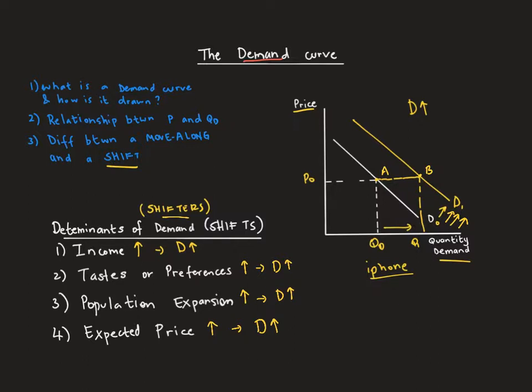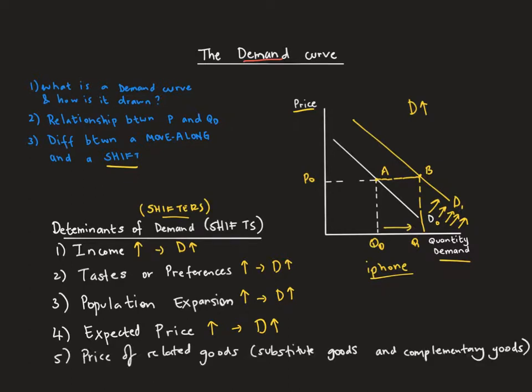So what I've shown you here is that there are different factors or shifters of demand, which are your income, tastes or preferences, your population expansion, and your expected price. When all of these behave in a certain way, it has the same effect on demand, where your demand curve increases from D0 to D1. There is a fifth shifter or factor of demand, which I didn't add in here because I'll do it in a subsequent video. And that is the price of related goods, which take into account substitute goods and complementary goods.